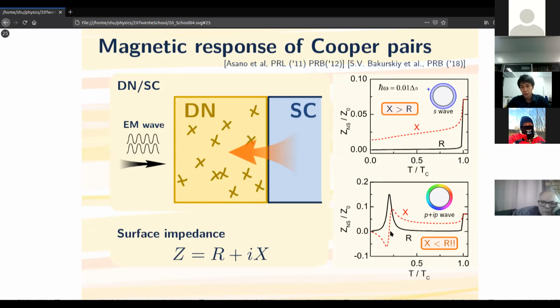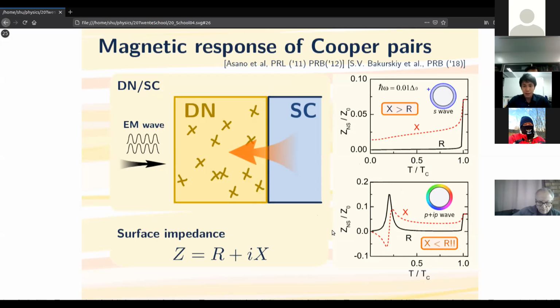Yeah, the resistance has a strange peak at low temperature. And also the reactance changes its sign at the corresponding temperature. At some temperatures, the reactance is smaller than the resistance. This is very unusual, and they said this is a signature of the odd frequency pairs.